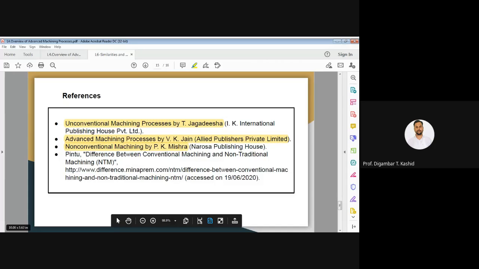So in all respects, we have covered our first chapter of non-conventional machining. The university has given only 2 lectures for that, but we have conducted five to six lectures. In the next lecture, first we will take one MCQ based test about chapter number 1, and then we will go to chapter number 2, that is unit number 2.